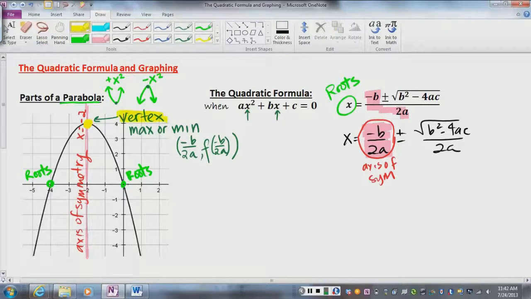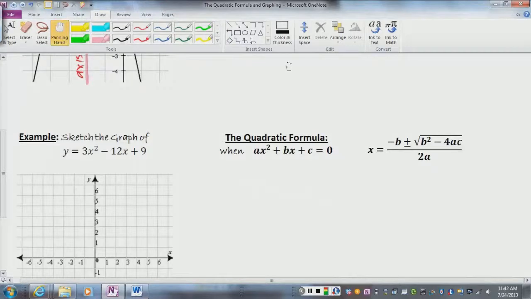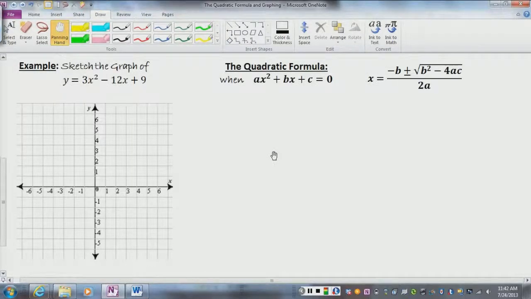There we go. Now these are the main parts of a parabola, and we are going to graph a parabola using the quadratic formula. So first thing I notice, my leading coefficient is positive, which means my parabola is going to open upward.